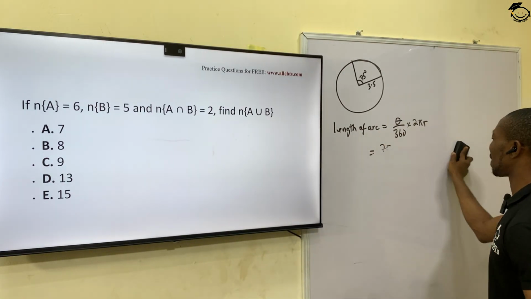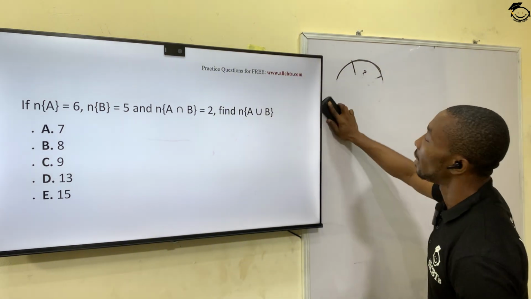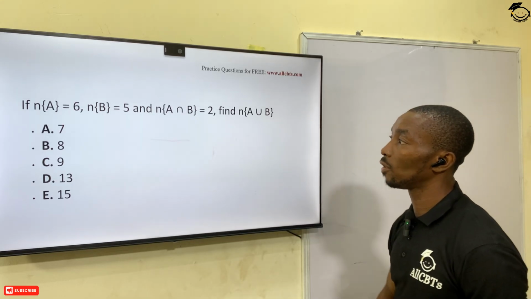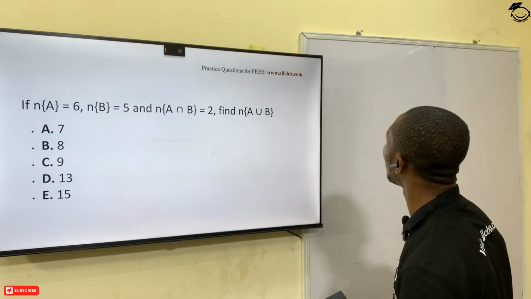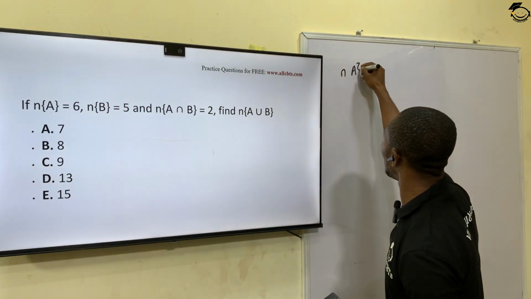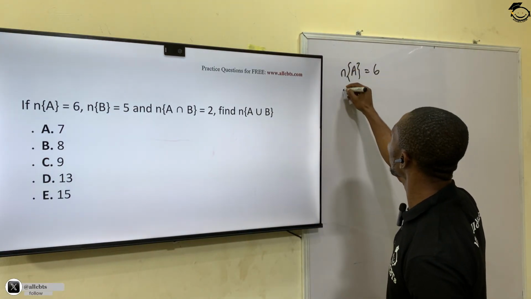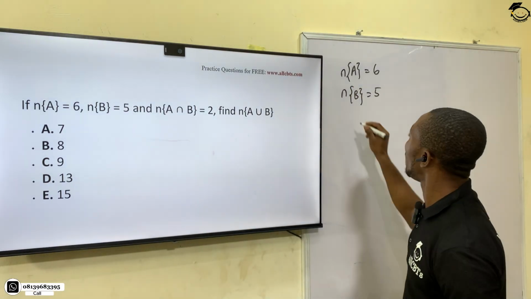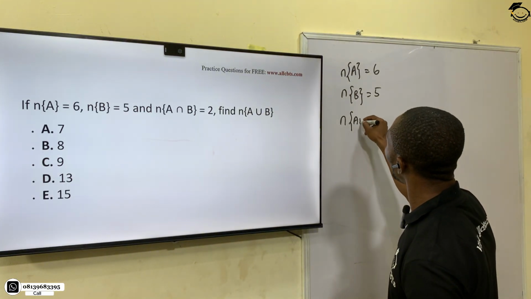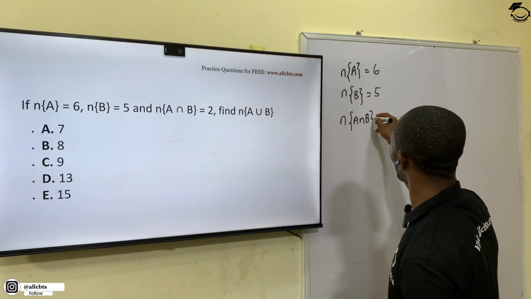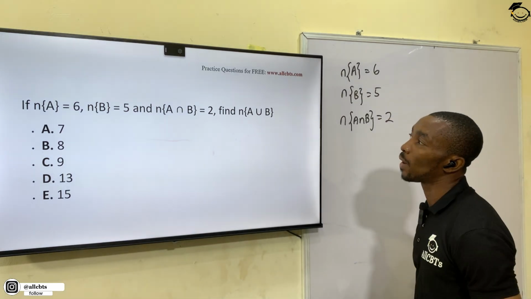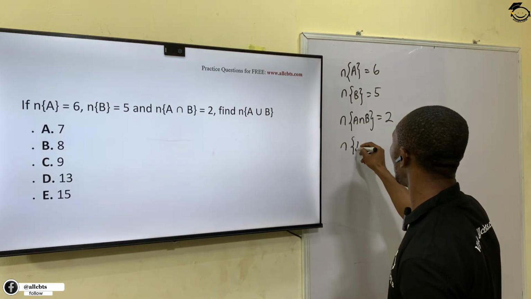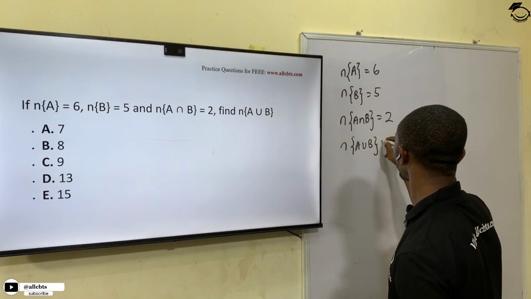Now, our next question says, if the number of elements in set A is 6 and the number of elements in set B is 5, we have number of elements in set A equals 6 and number of elements in set B equals 5. Now, for A intersection B, we have a number of elements to be 2, find A union B. So we are looking for the number of elements in A union B.